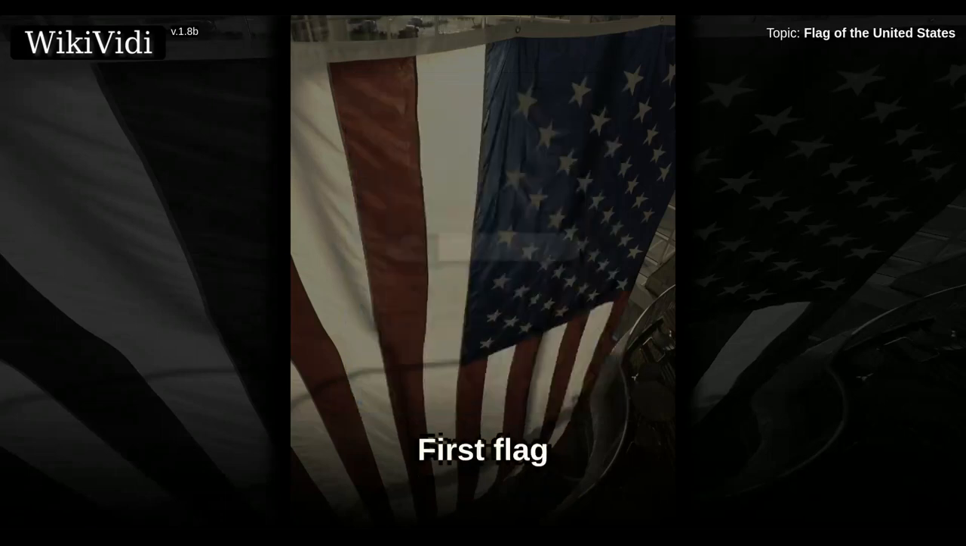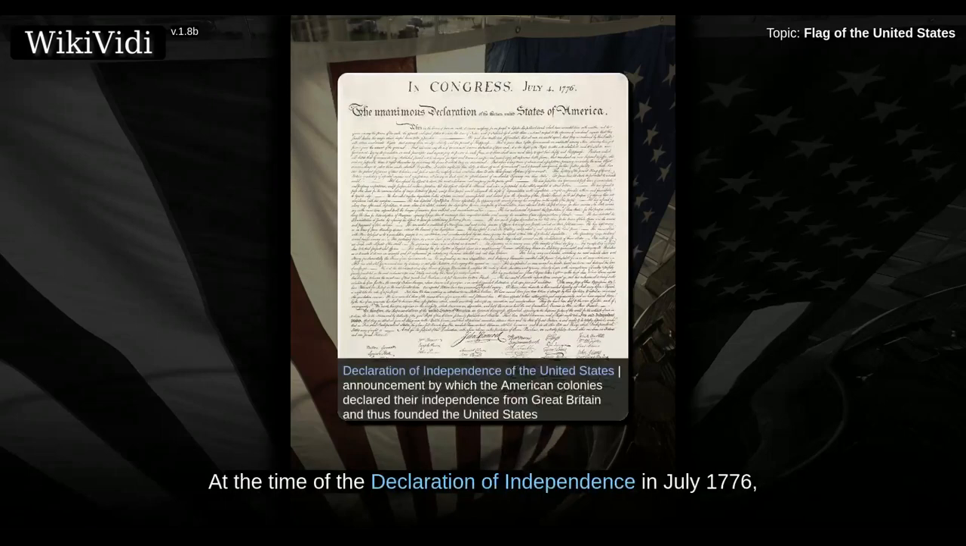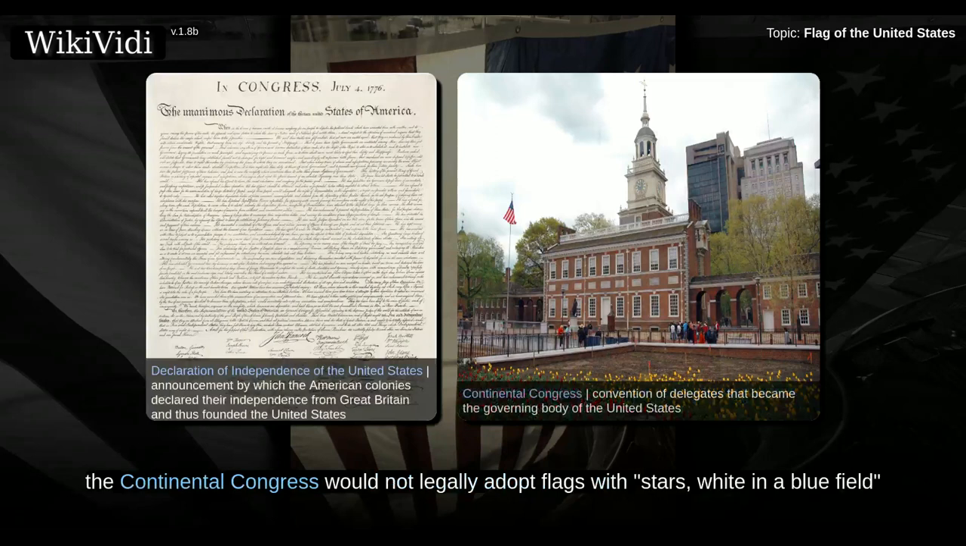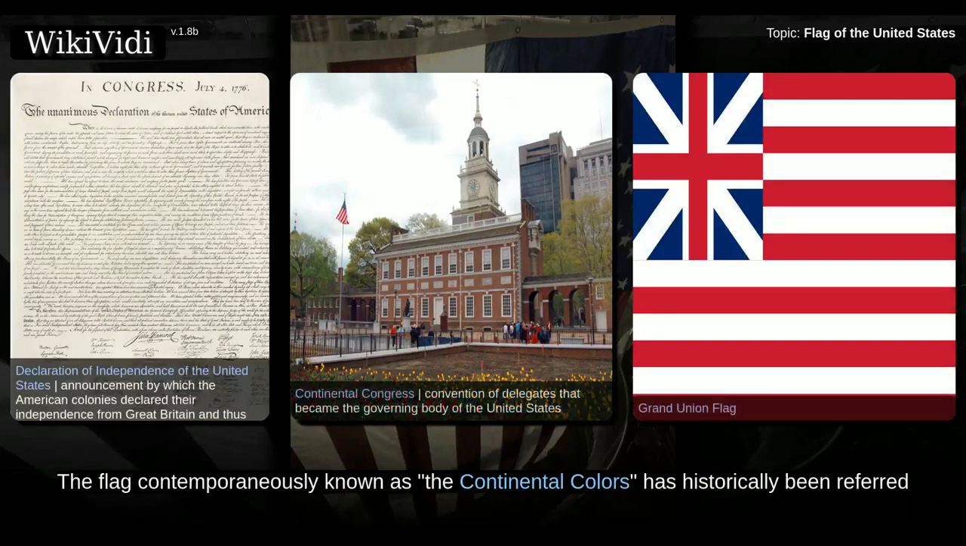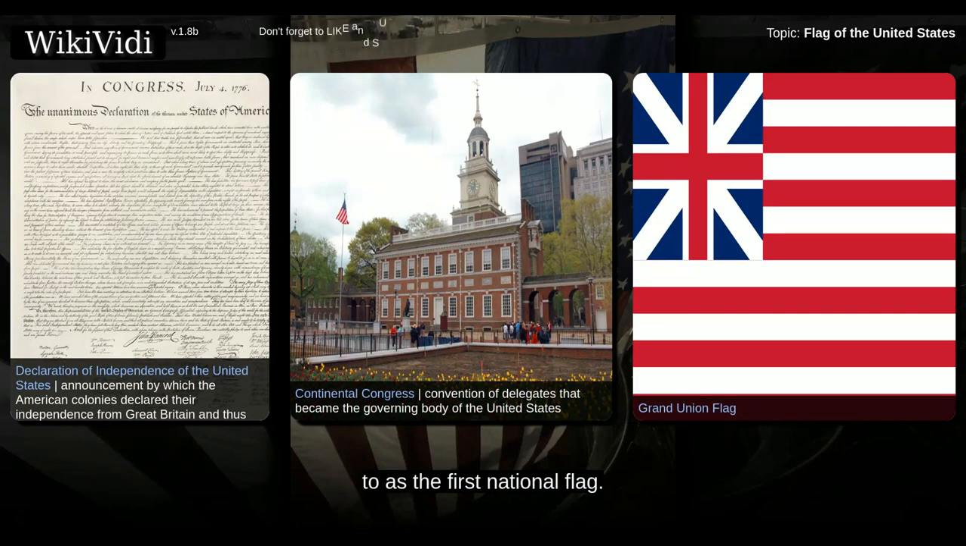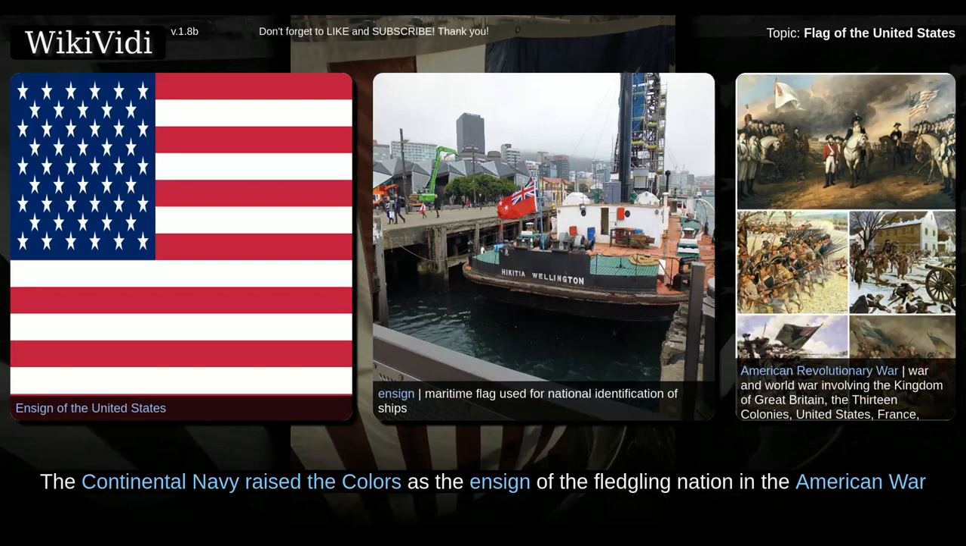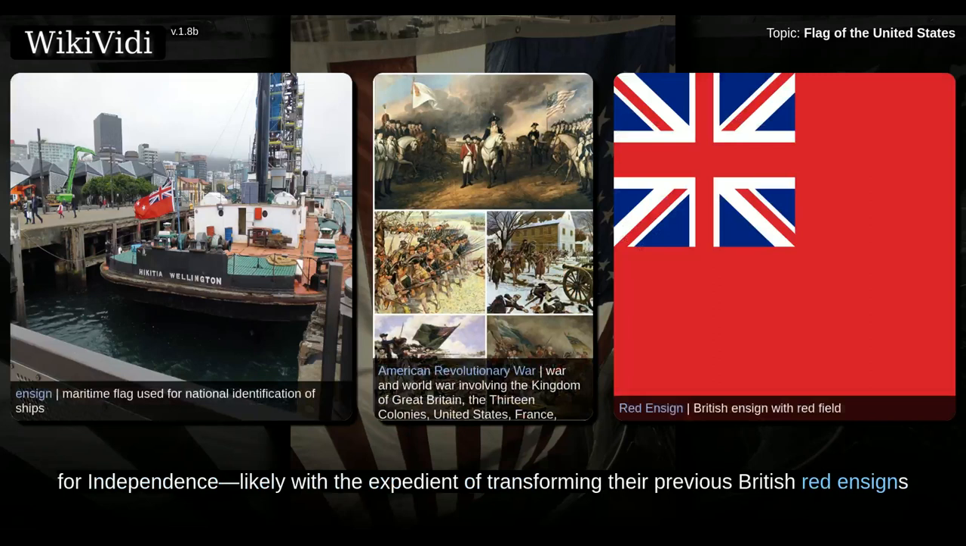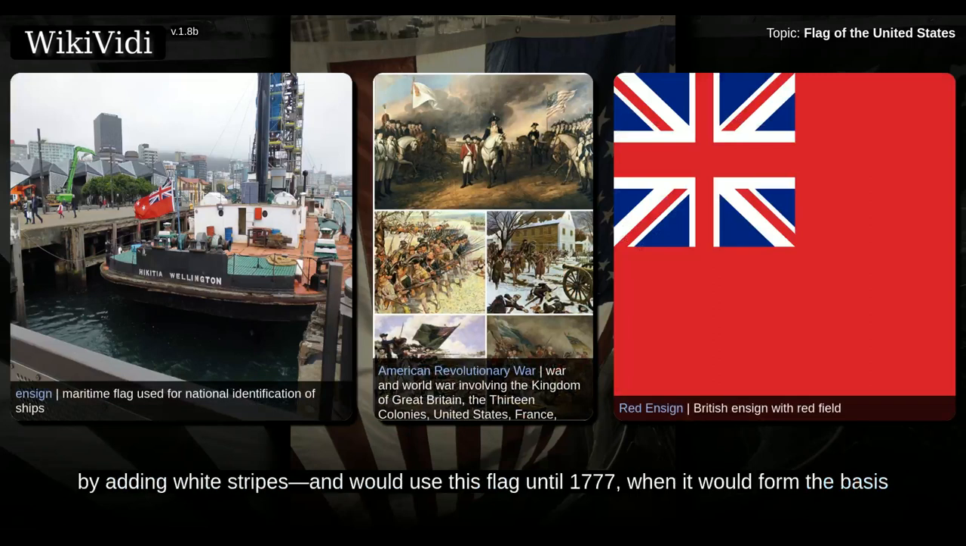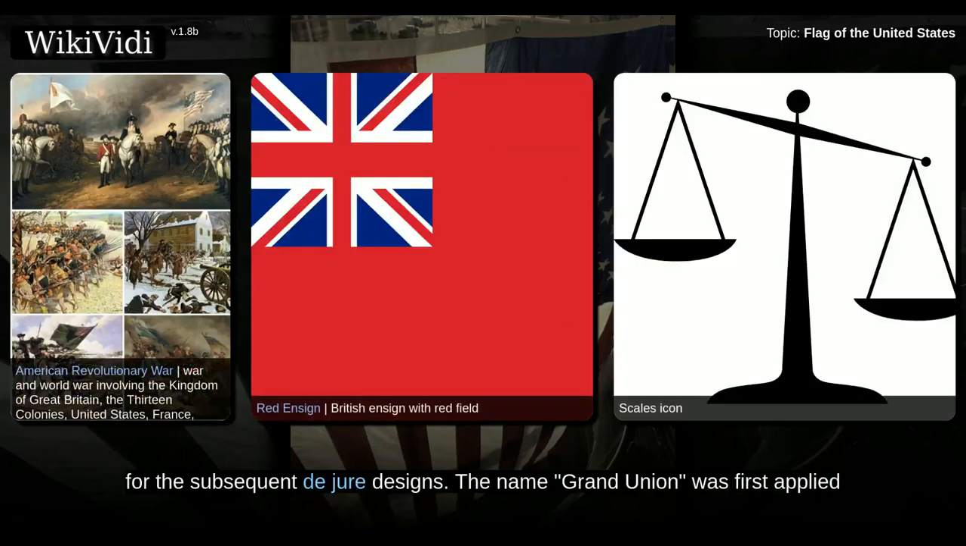First flag. At the time of the Declaration of Independence in July 1776, the Continental Congress would not legally adopt flags with stars, white in a blue field, for another year. The flag, contemporaneously known as the Continental Colors, has historically been referred to as the first national flag. The Continental Navy raised the colors as the ensign of the fledgling nation in the American War for Independence, likely with the expedient of transforming their previous British red ensigns by adding white stripes, and would use this flag until 1777, when it would form the basis for the subsequent de jure designs.